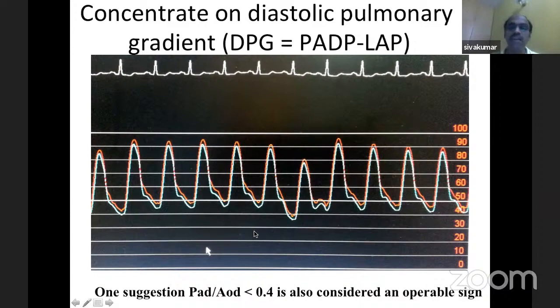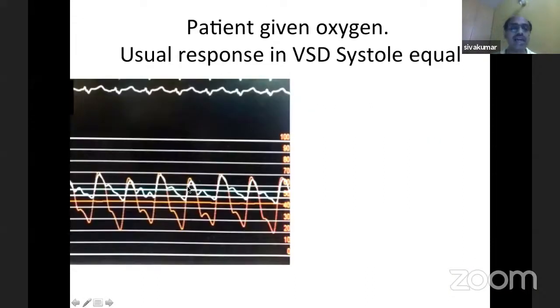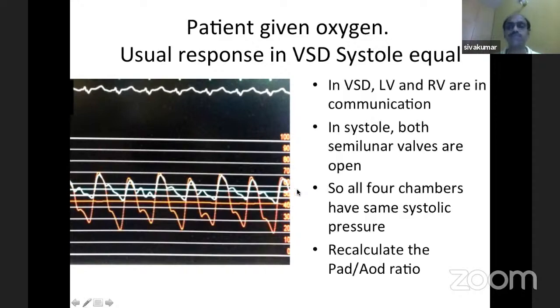I told you initially that a PA diastolic to aortic diastolic ratio of less than 0.4 is considered operable. In a very large VSD, it almost never happens because PA diastolic will be high. There will be some amount of pre-arteriolar capillary spasm. In such a patient, if you give a pulmonary vasodilator, the PA diastolic will go low, and at this point you can apply the PA diastolic to aortic diastolic ratio. It is applicable in VSD patients. If the PA diastolic to aortic diastolic ratio is less than 0.4, they are considered operable.